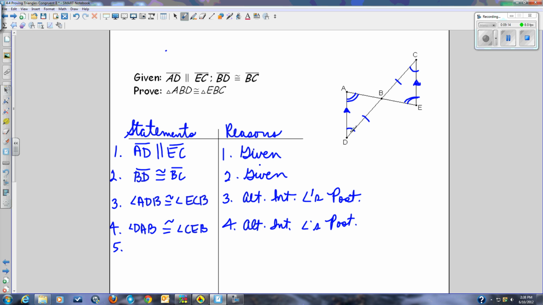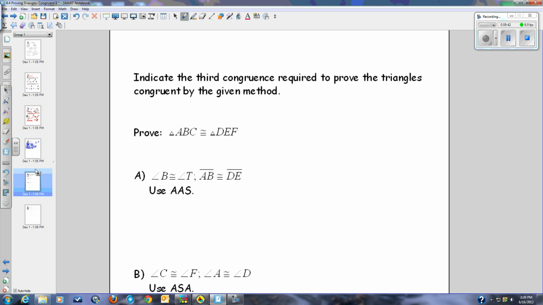And now notice we have an angle and a side. Angle, I'm sorry, going the wrong way. Angle, angle, and side. So that is enough to prove that our triangles are congruent. So triangle ABD is congruent to triangle EBC, and that will be by angle, angle, side. Let's move on.